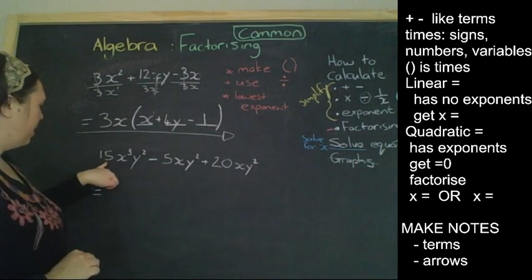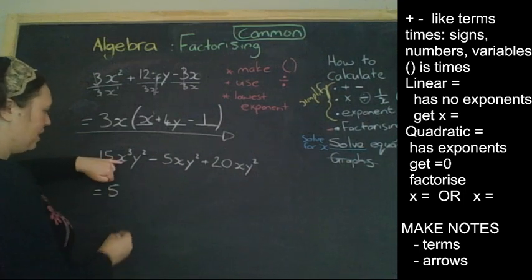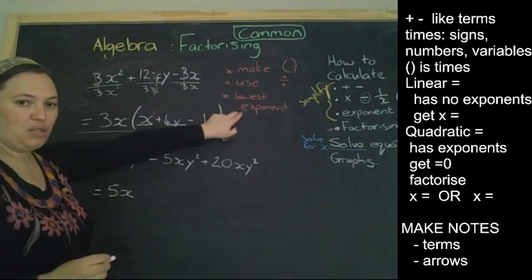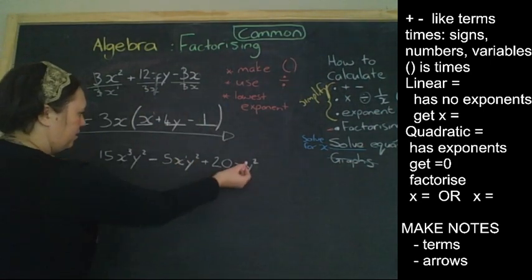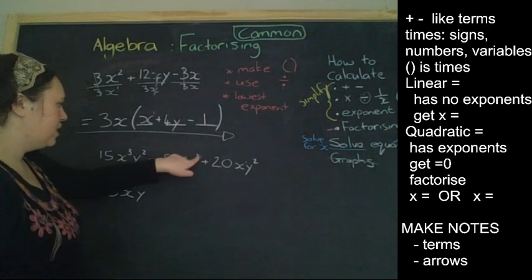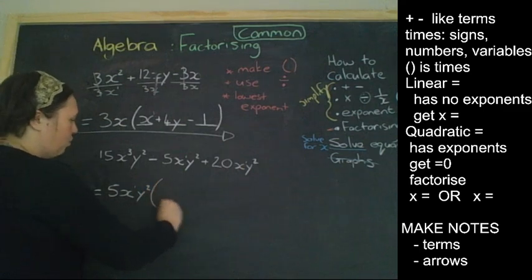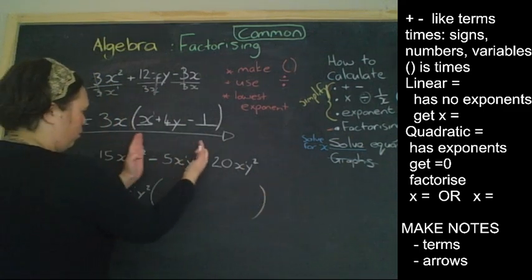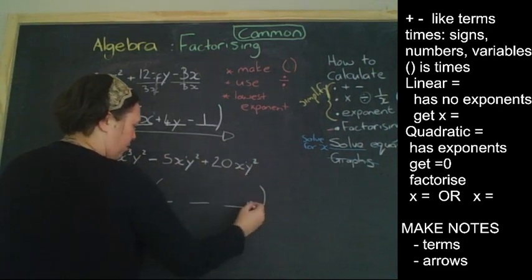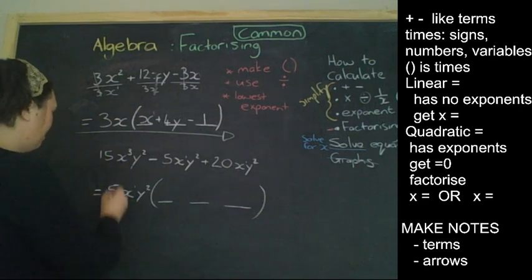Numbers first. They can all divide by 5. Let's look at our variables. They all have an x. What is the lowest exponent? 1. Then let's look at our y's. What's the lowest exponent? 2. So we've got our common factor. We want brackets and we want 1, 2, 3 terms in our bracket. 1, 2, 3. So how are we going to get those? We're going to divide it by the common factor.